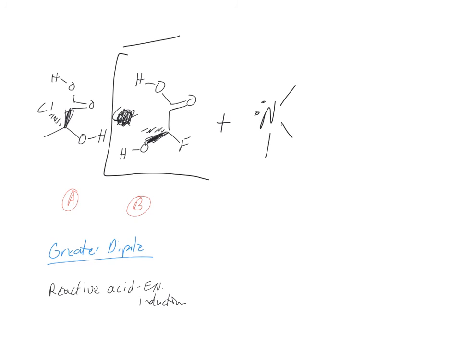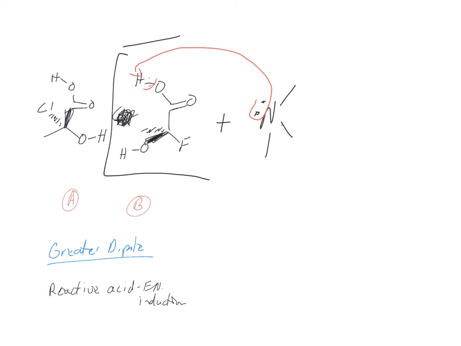Does nitrogen hold on to its lone pair very tightly? At least relative to oxygen, if you look at the periodic table, nitrogen doesn't hold on to its lone pair very tightly. That's why it's a good base, because it's reactive. So that's where electron density is at. That's where we're going to start our arrows, at electron density. It attacks the H.